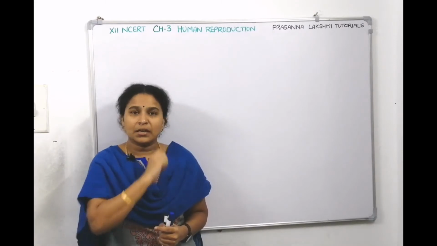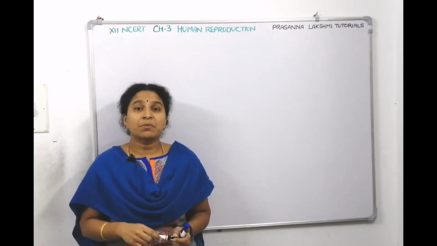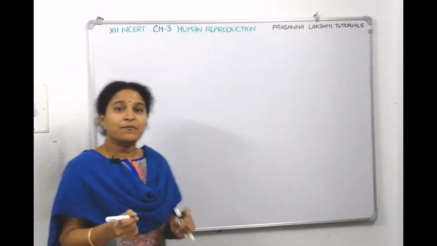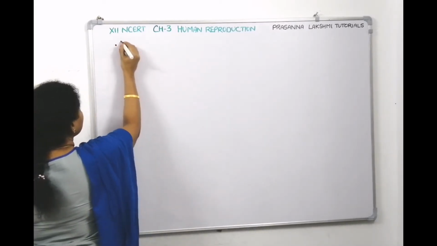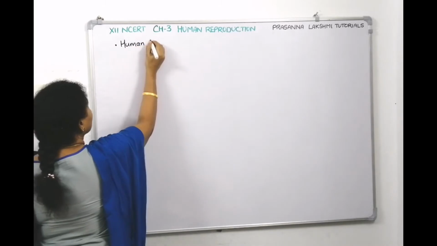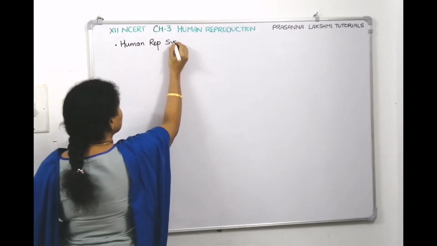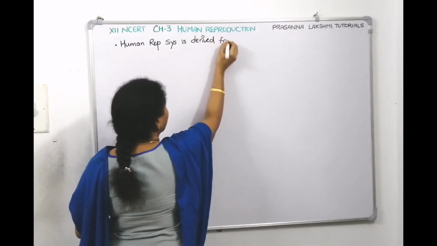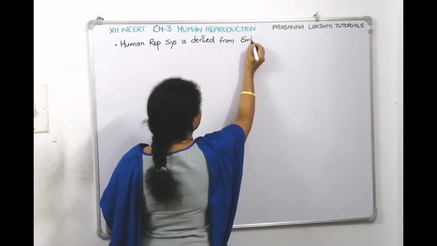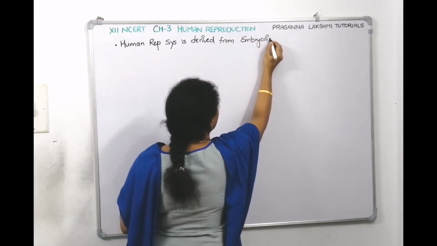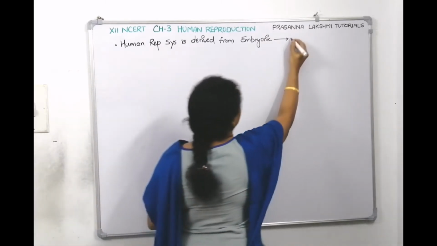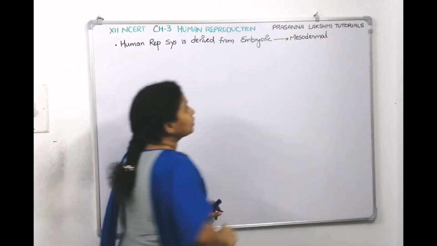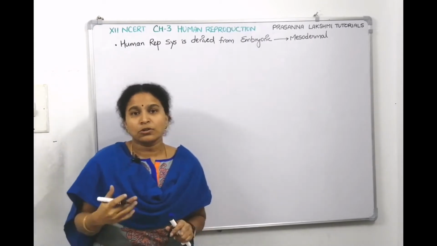Like that, if you see, the reproductive system is which dermal in origin? It is made from the embryonic mesoderm. So we can write: human reproductive system is derived from the embryonic mesoderm. It is mesodermal derived tissue. And just now I told muscular system is also mesodermal in origin, reproductive system is also mesodermal in origin.